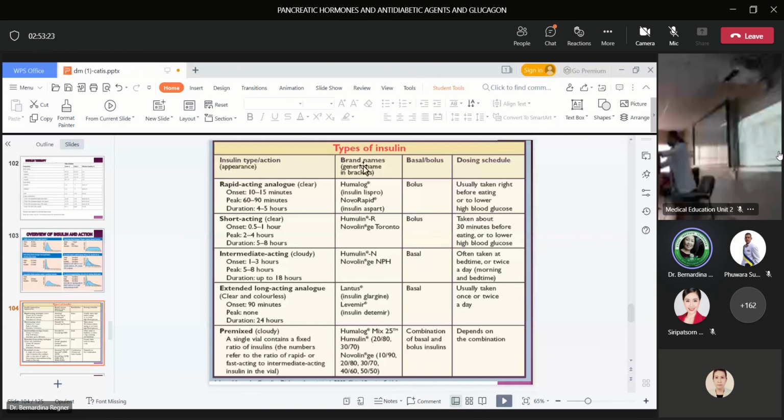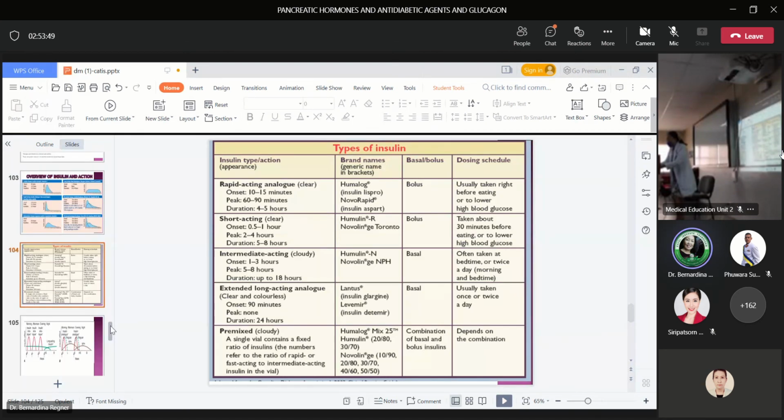You have here your brand names. Humalog for rapid acting, NovoRapid. Then short acting, Humulin R and Novolin. Intermediate acting, you have Humulin and Novolin. Then extended long acting, Lantus and Levemir. Premix, you have here Humalog Mix. And you have here your dosing schedule. So please try to go through with this one.